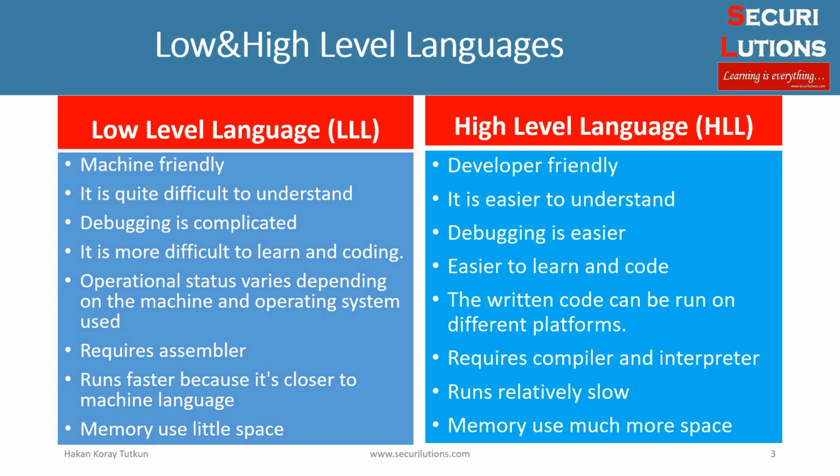High-level programming language specifications: developer-friendly, easier to understand, debugging is easier, easier to learn encoding, written code can be run on different platforms, requires a compiler and interpreter, runs relatively slow, memory uses much more space. Low-level programming language specifications: machine-friendly, quite difficult to understand, debugging is complicated, much more difficult to learn encoding, written code depends on the machine and operating system used, requires an assembler, runs faster because it's closer to machine language, memory uses less space.